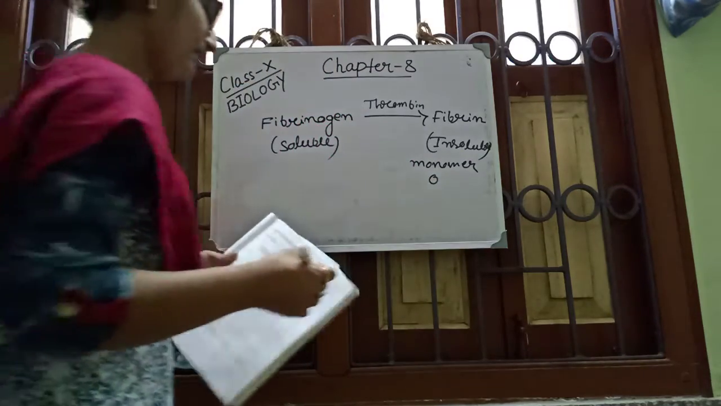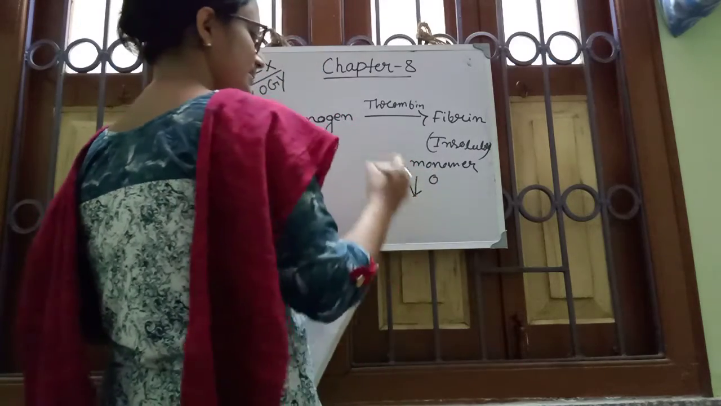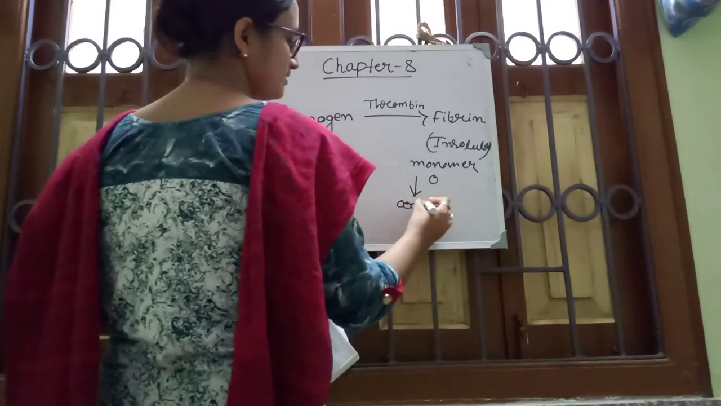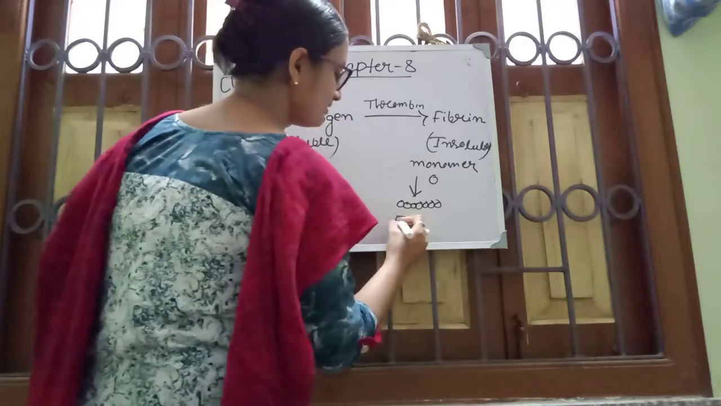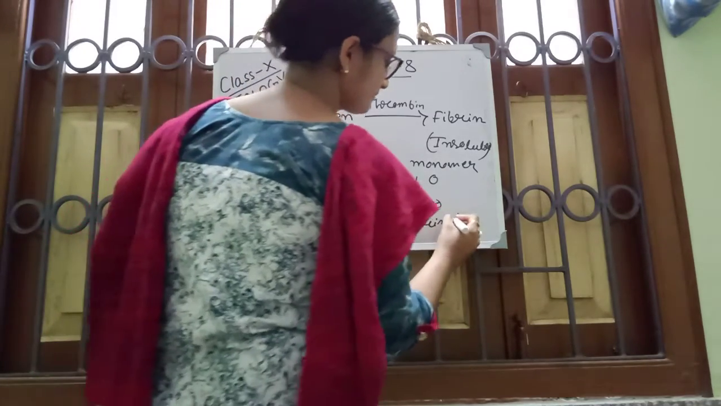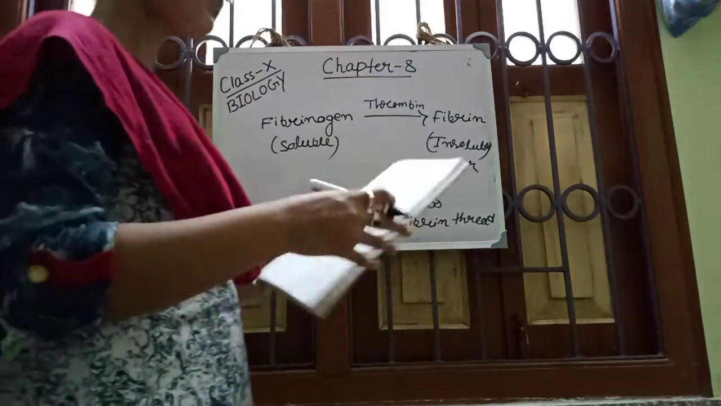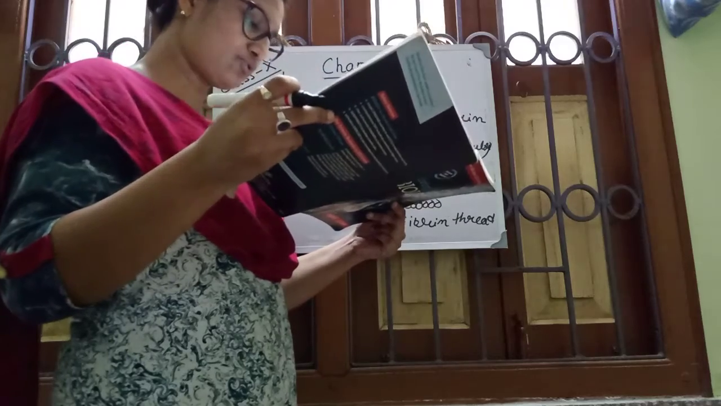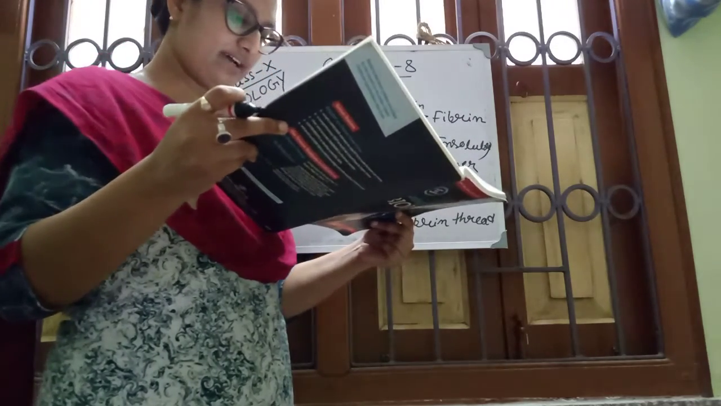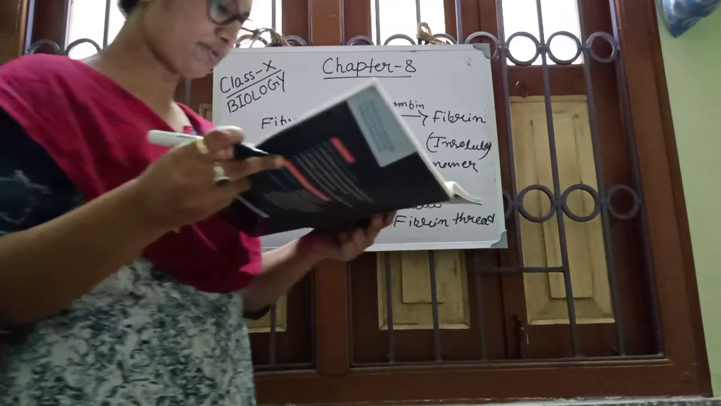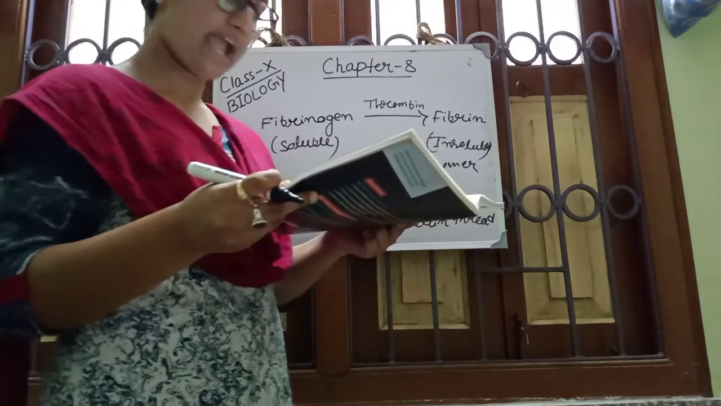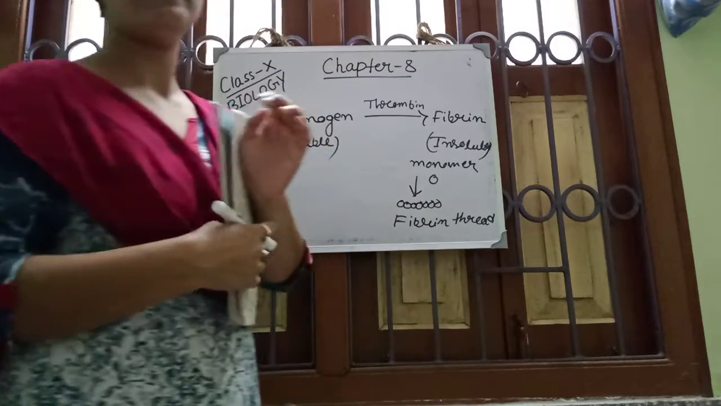After that, polymerization occurs, and from the polymerization a thread-like structure forms. This is the fibrin thread. Fibrin threads form a fine network over the wound and trap the blood corpuscles to form the clot. This fibrin thread helps in blood clotting.